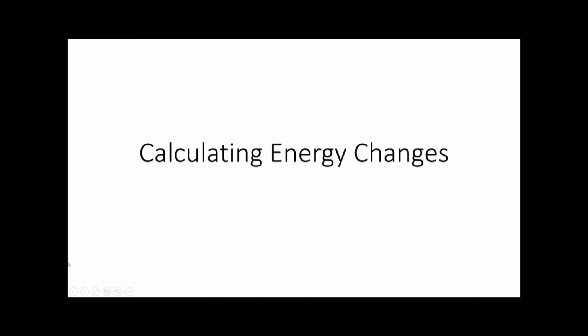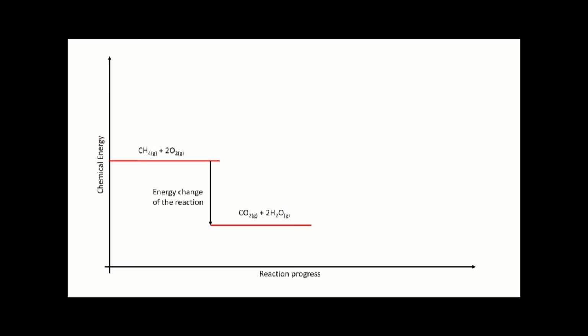So if we understand that we can break bonds by putting in energy and we release energy when new bonds are formed, and we've got a decent understanding of energy level diagrams, we can calculate an energy change for a reaction. Let's take an example. This is combustion of methane again. I wasn't feeling particularly inventive. And so we've got an exothermic reaction here, and I might be asked to calculate how much energy we're going to get out of this reaction.